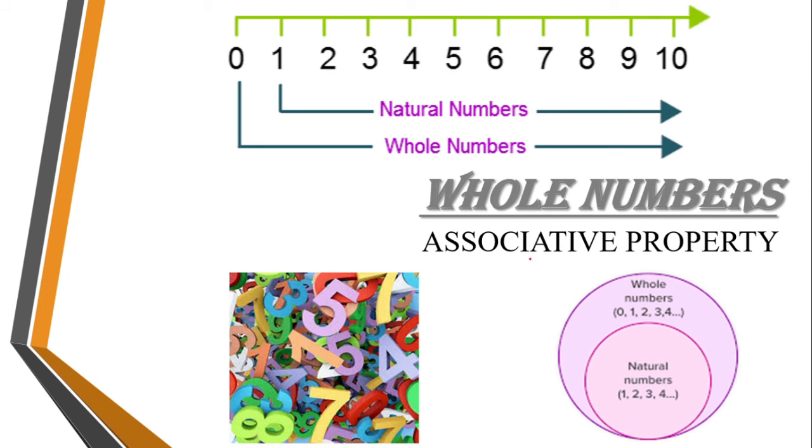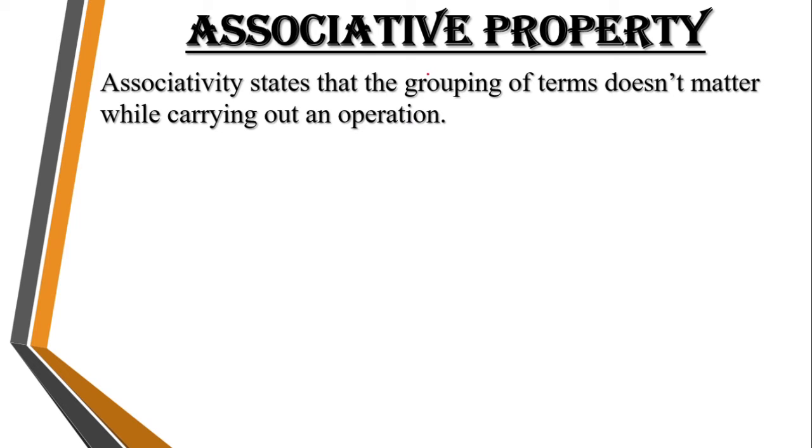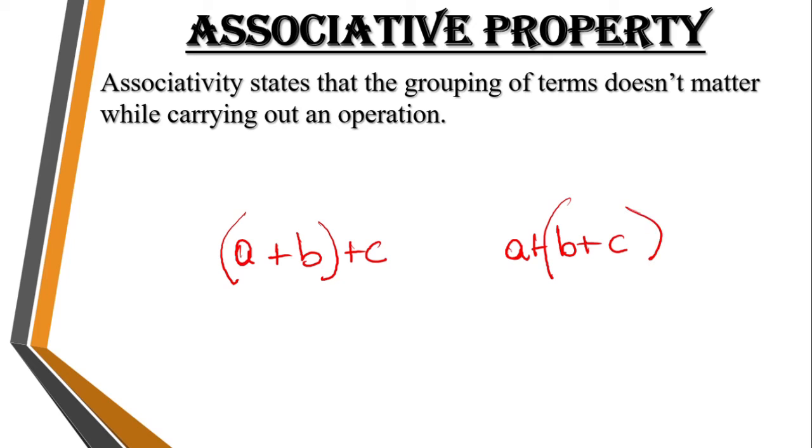Now let's learn associative property. So what does associative property state? It states that grouping of terms doesn't matter. Like if we take addition, A plus B plus C. So in associative property, there will be 3 numbers. Now again, we will do the same operation only and same sum. Now here, we will group A and B and here we will group B and C.